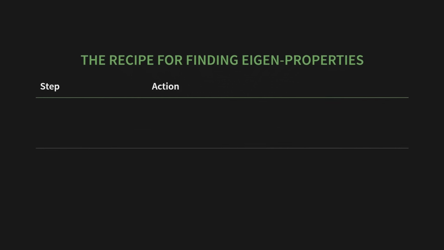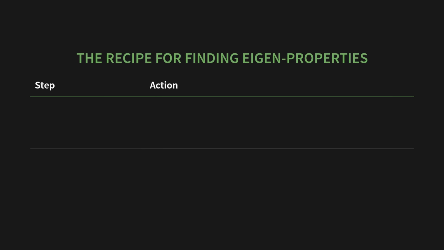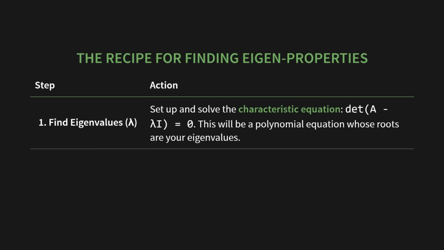Here it is, the recipe for finding eigenproperties. Step 1. Find the eigenvalues lambda. To do this, you set up and solve the characteristic equation: the determinant of A minus lambda I equals 0. This will always be a polynomial equation, and its roots are your eigenvalues.